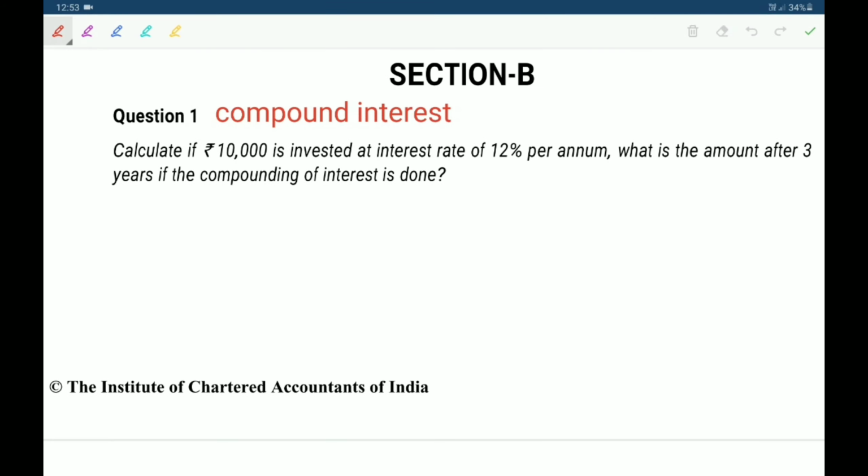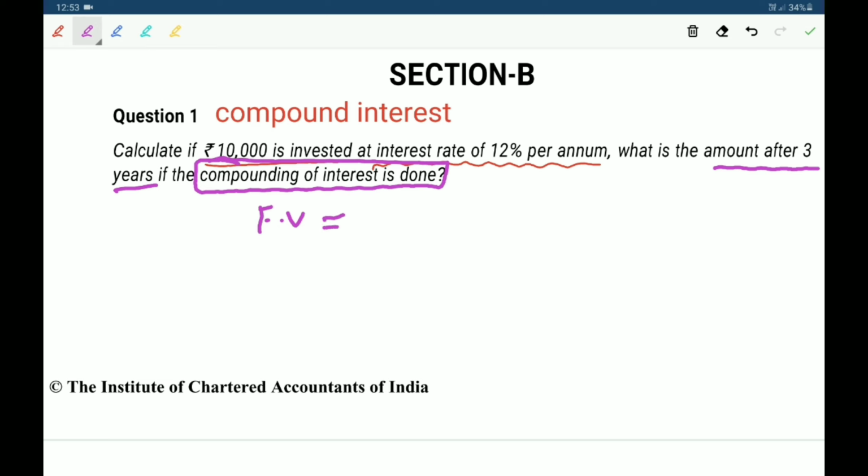Calculate if 10,000 rupees is invested at an interest rate of 12% per annum, what is the amount after 3 years if compounding of interest is done annually, semi-annually, and quarterly? Okay, asking future value. What is the formula for future value? Present value into 1 plus i by whole power n. This is the formula. Now we substitute numbers.